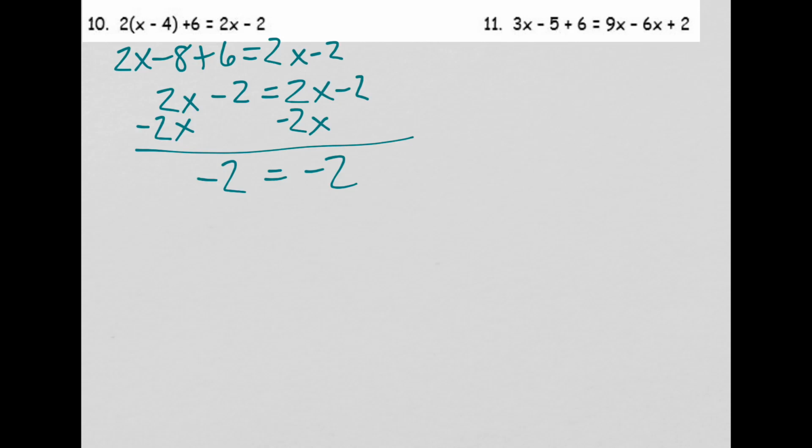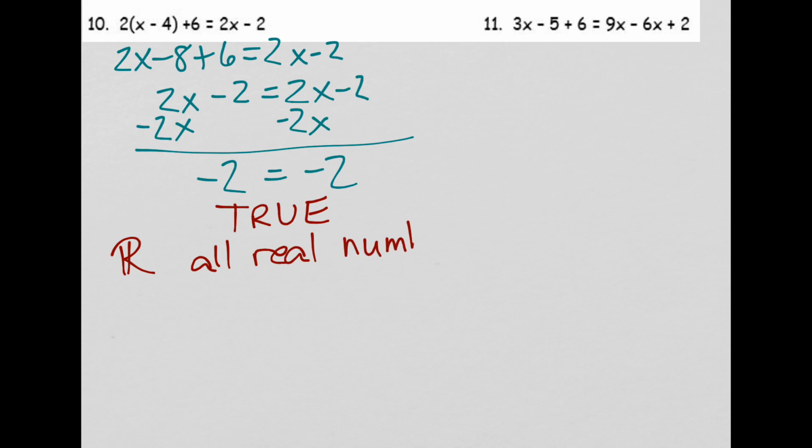Does negative 2 equal negative 2? Yep, it's true. It's always true. There's no more x, but the thing that is left makes sense all the time. That means that your answer is all real numbers. Do not write an infinity symbol. That just means that there are an infinite number of solutions, but what are they? They're all the real numbers, all the numbers you could think of.